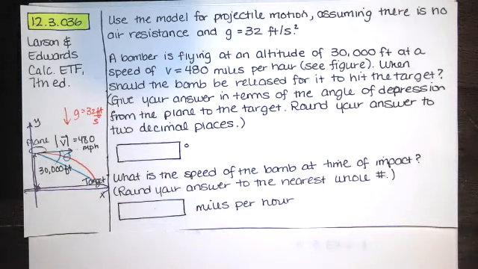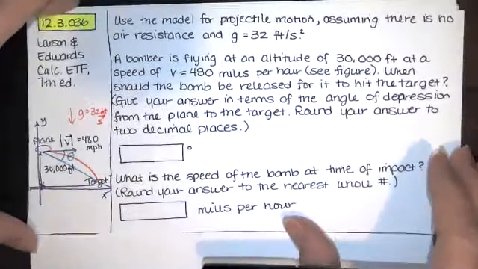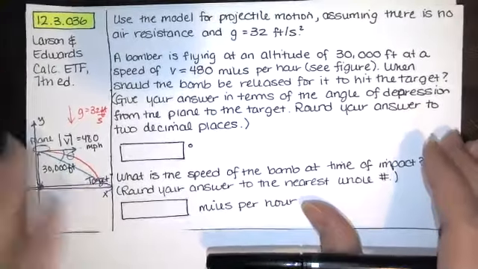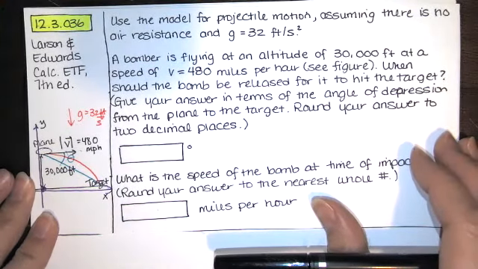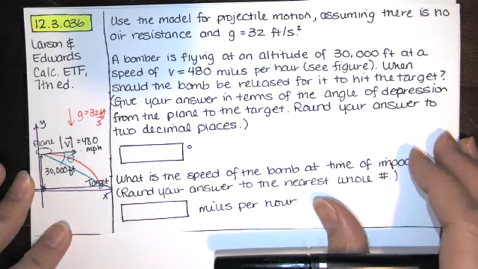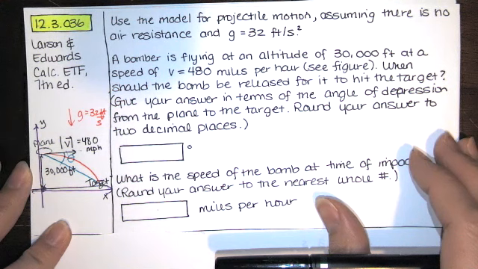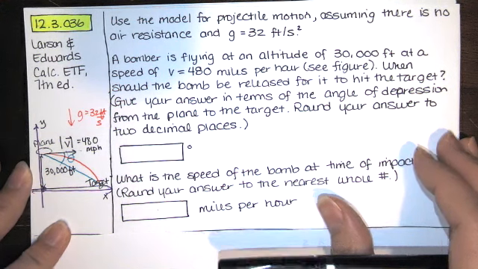In this video, we solve problem 12.3.036 from the Larson and Edwards Calculus Early Transcendental Functions text, 7th edition. We're asked to use the model for projectile motion, assuming that there's no air resistance and that gravity is 32 feet per second squared. The problem statement says a bomber is flying at an altitude of 30,000 feet at a speed of v equals 480 miles per hour, see figure.